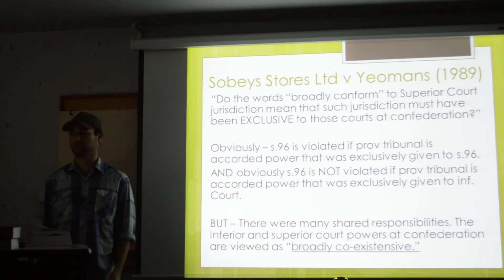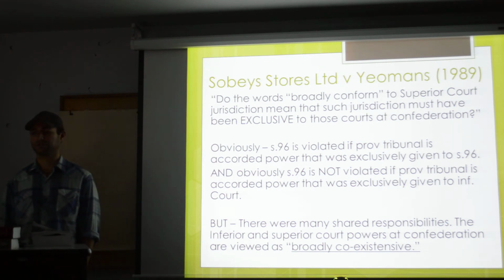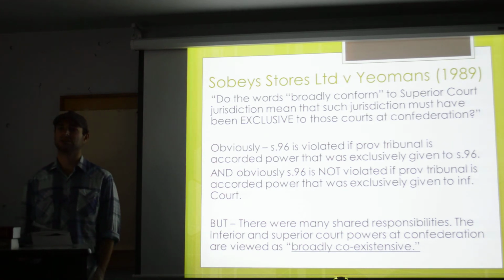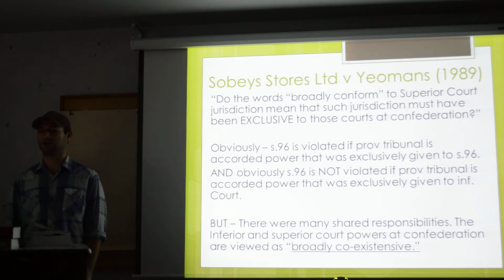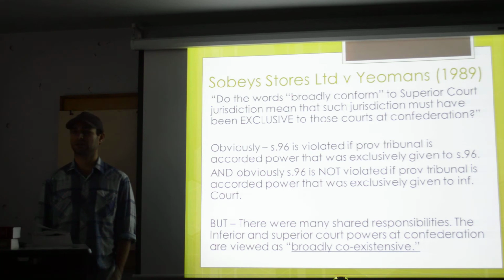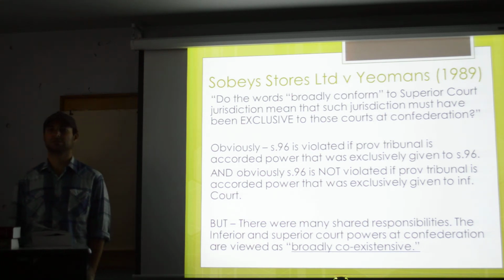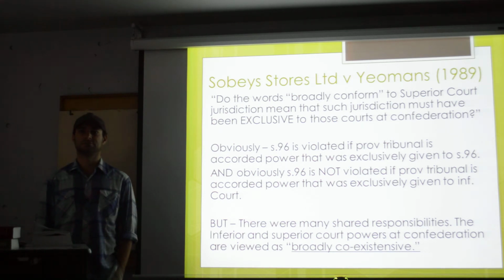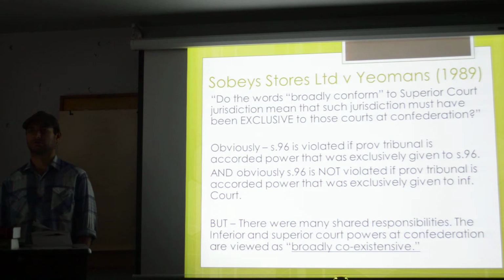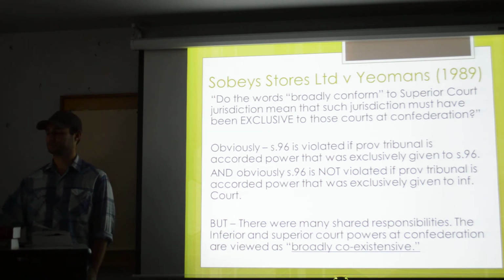The inferior and superior courts at Confederation were viewed as broadly coextensive. So they often dealt with the same subject matter, but the type of dispute, or the type of remedy, or the type of place where they were resolving these disputes differed.